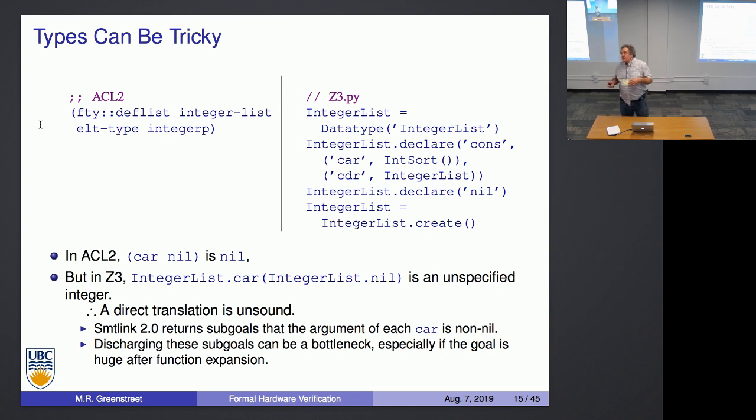So it basically says, if you take a car of something, it better be non-nil. It better be a cons. Discharging these can become a bottleneck, especially if the goal has become huge after all of our function expansion and all this other kind of stuff. So now we can take a goal, and we can do a bunch of translation work, which goes really, really fast, and we toss it into Z3, and Z3 discharges it, and that's really, really fast, and then it comes back and says, are all your cars good? And then you go to lunch, right?